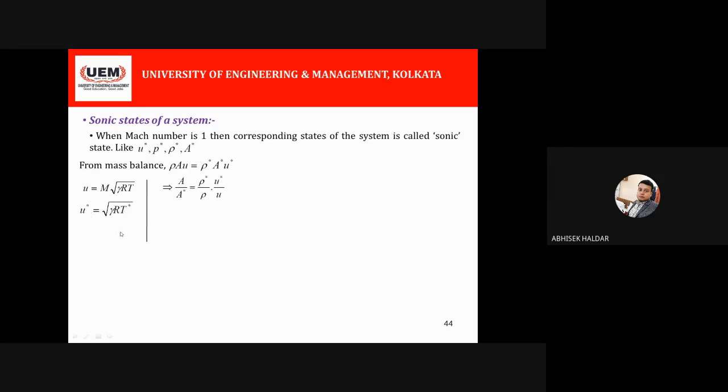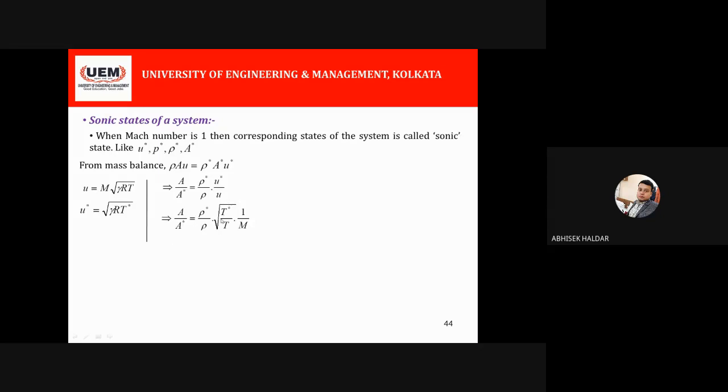So here what will be U star? U star will obviously be with M equal to 1. When Mach number is equal to 1, that velocity is nothing but U star, so under root gamma T star. Here gamma is the constant, and the temperature I will write in terms of T star, not T. You can see the change in these two equations.